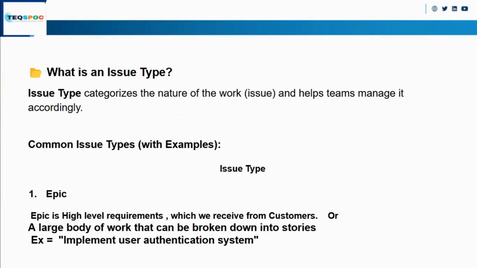First we will see what is epic. The first issue type is the epic. Epic is the high level requirement which we receive from the customer, a large body of work that can be broken down into stories. Epic is basically the first thing in software development. So epic is a large level of requirement. Like if the customer said, create the home page of a website, create a user authentication system. So this is a large requirement.